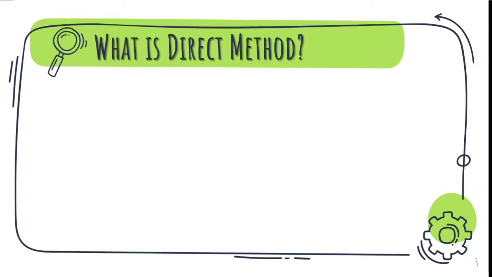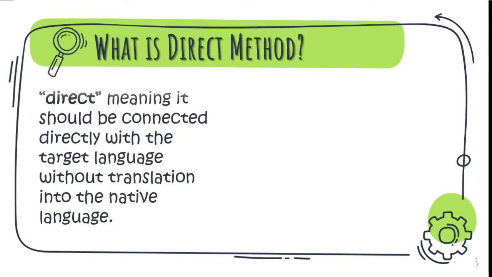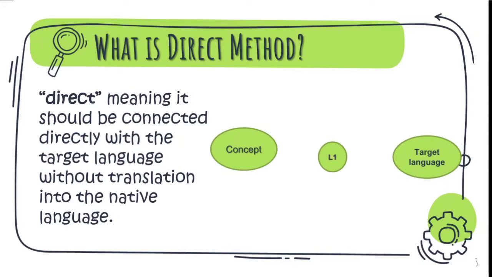And now, what is direct method? From the word direct, meaning it should be connected directly with the target language without translation into a native language. You can see in this illustration that the concept or the meaning of the targeted language should not be translated to the mother tongue. That is why there is an X here. The first language acquisition of a child means it should be eliminated when we use direct method in teaching targeted language directly to the concept.